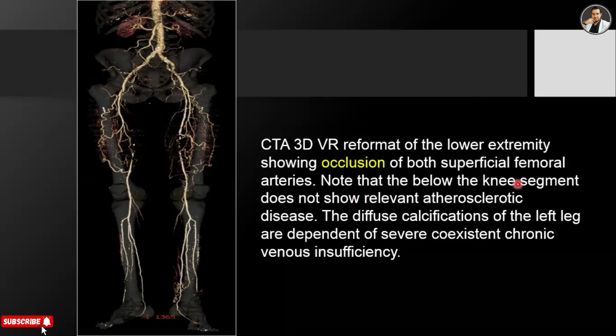Note that below the knee segment there is atherosclerosis, while this segment above the knee is okay. The diffuse calcifications of the left leg are consistent with chronic venous insufficiency. In the left leg, you can see the chronic venous insufficiency. Notice that there are vessels all around the thigh.